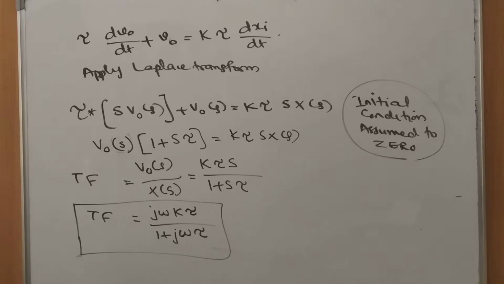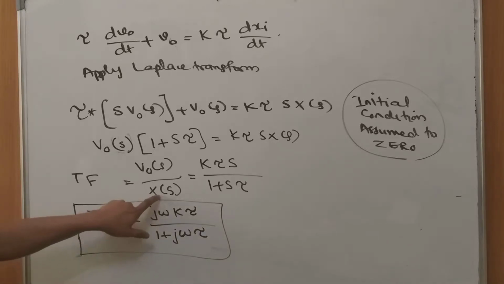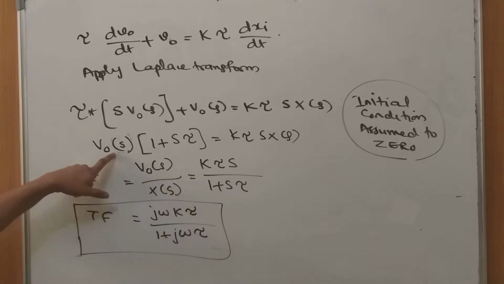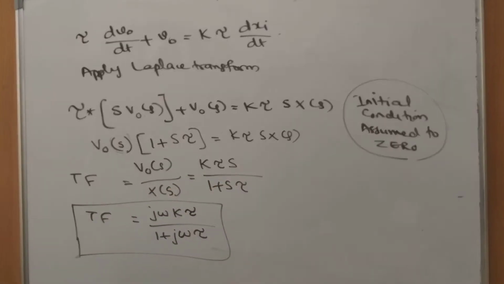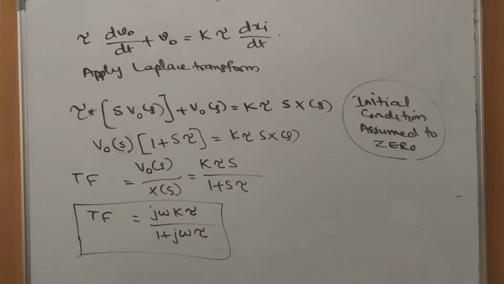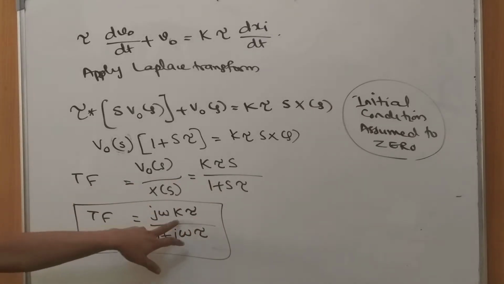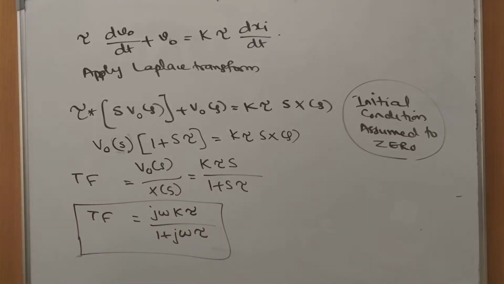So we are interested in the transfer function. Transfer function is nothing but the output in the s domain divided by the input in the s domain. So if you keep V out of s and X of s on one side and move all of the time terms to the other side, we'll have k tau s divided by 1 plus s tau. So the transfer function becomes, if you substitute s equal to j omega, k tau divided by 1 plus j omega tau.